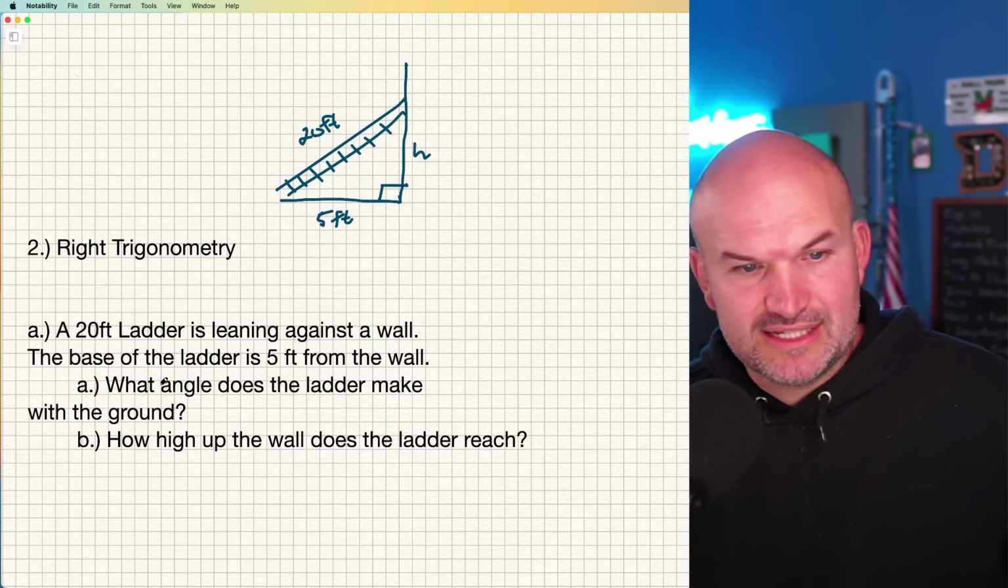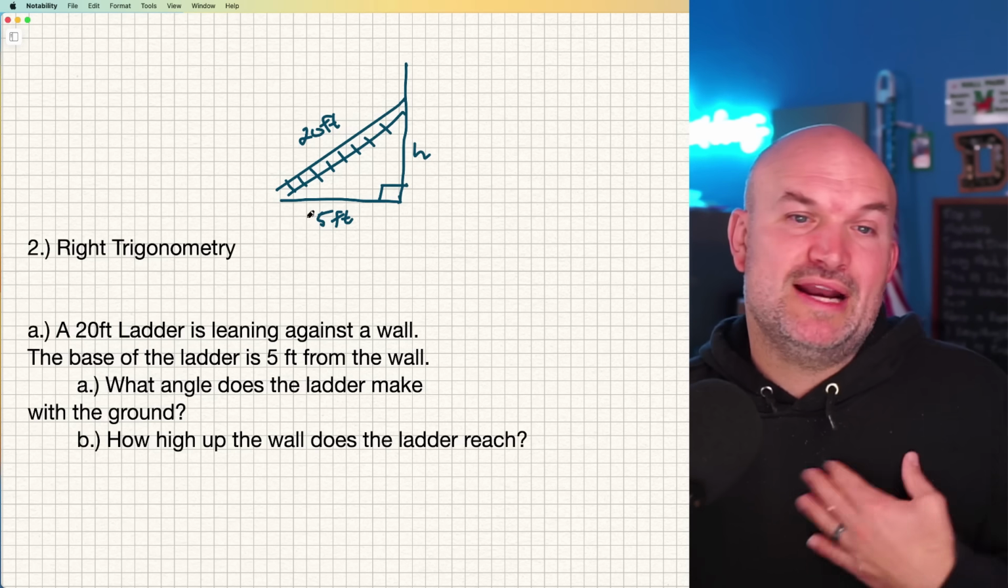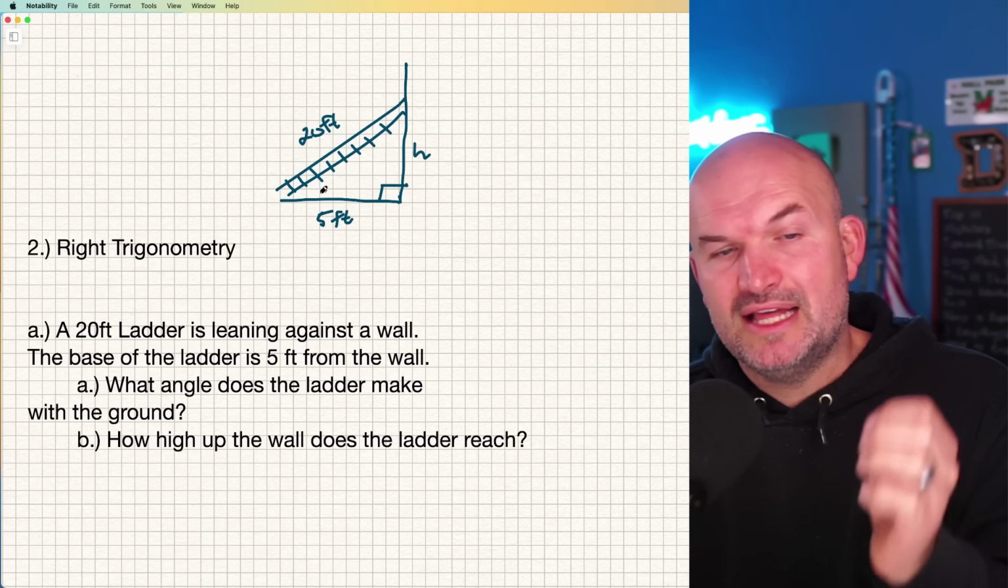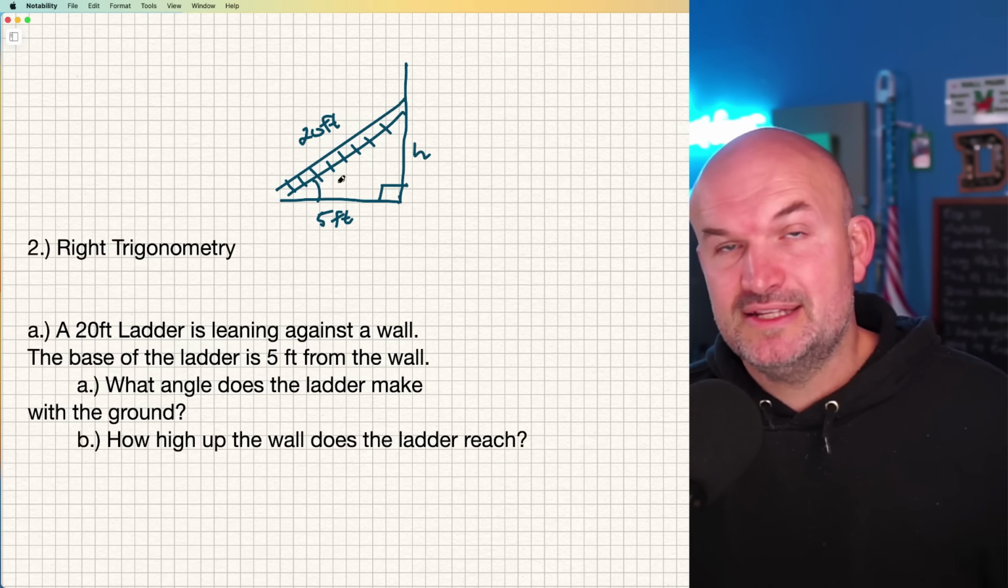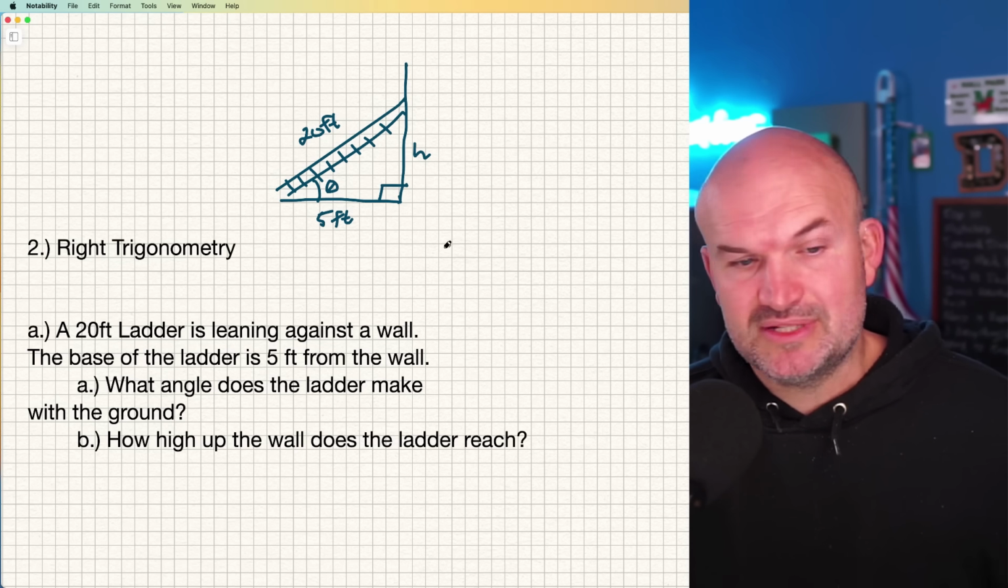And we want to know what angle does the ladder make with the ground? So if I said, what angle does the ladder make with the wall, we'd want to look at this angle. If I'm saying, what angle does the ladder make with the ground, we're looking at this angle. And to represent that unknown, I'm going to give us a theta. Okay, that's going to represent the angle.